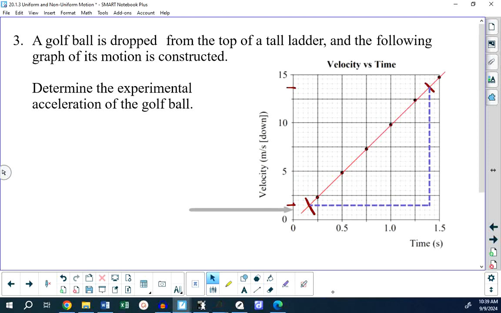That this would be 1, 2, 3, 4, 5. So this is 1.5 on mine, and this is 12.5, 13.5 here. So 13.5 minus 1.5 is 12. My rise is 12 meters per second.